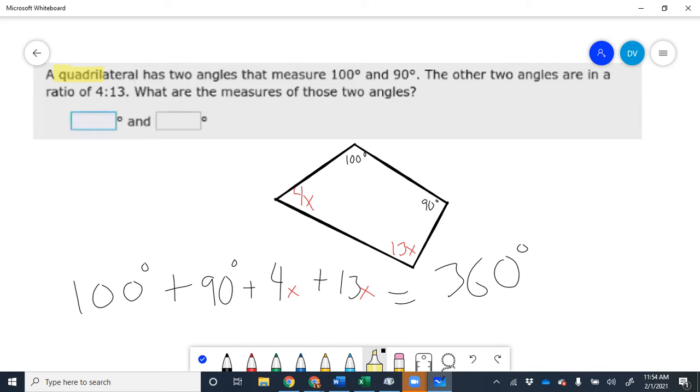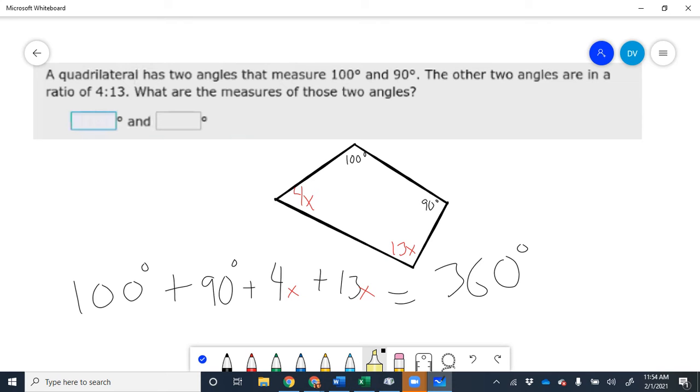Yeah, this is a 4-sided figure. By the way, lateral means side. If you like football, you know that a lateral pass is a pass thrown out to the side. So quadrilateral means 4 sides. This is a shape with 4 sides. It doesn't have to be a square, doesn't have to be a rectangle, it does have 4 sides.